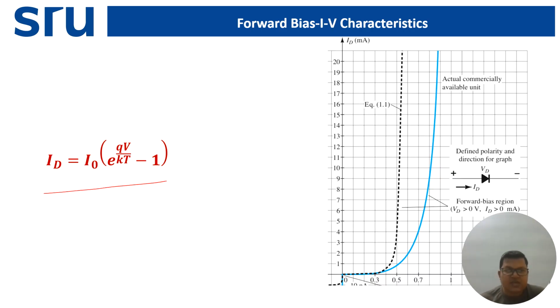So this is the standard equation for the diode. ID is the diode current, I0 is the reverse saturation current, which we will also see after the next slide or so. And this Q we already know. Q is the electronic charge, V is the diode voltage, K is the Boltzmann constant, and T is the temperature in Kelvin. We will see all these things.